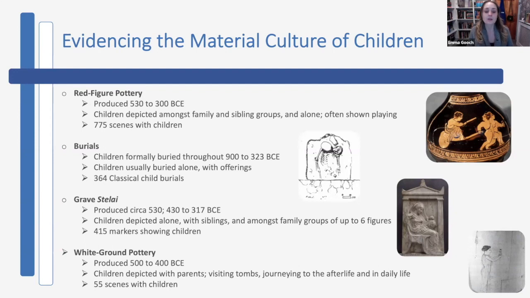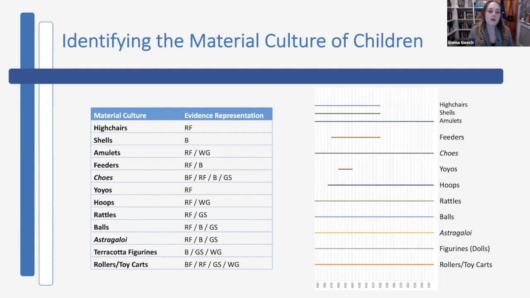Ultimately, children were directly associated with a range of material culture in the 4 categories of evidence, either because they were buried with them or because they were shown interacting with them in iconography. To summarise briefly, that material culture was as I have detailed here. Infants were shown in high chairs in red figure scenes. Shells were offered to children in burials and may have been amulets which younger children were shown wearing in scenes in red figure and white ground.